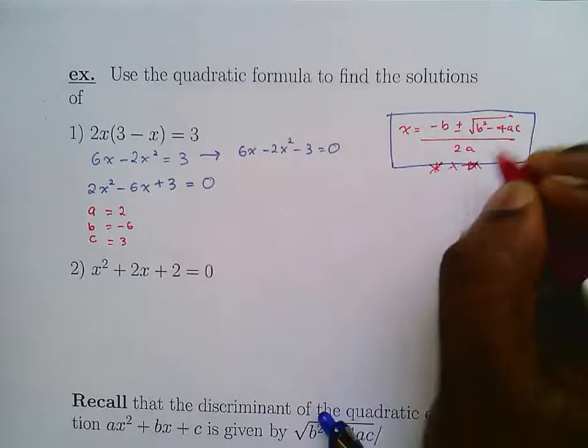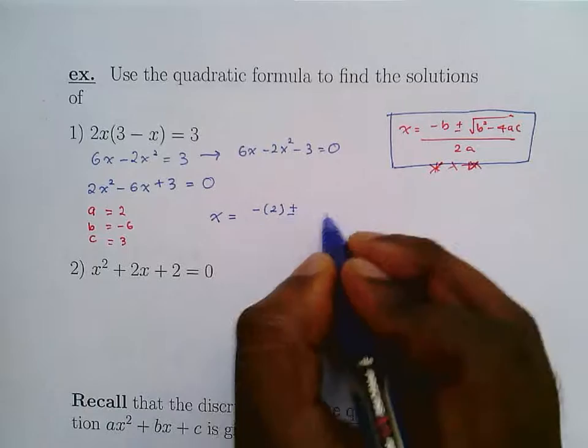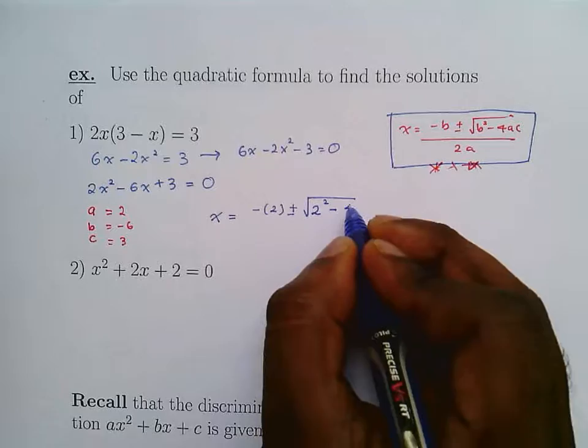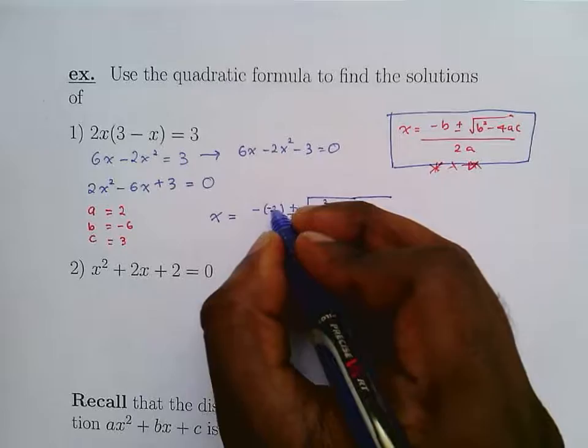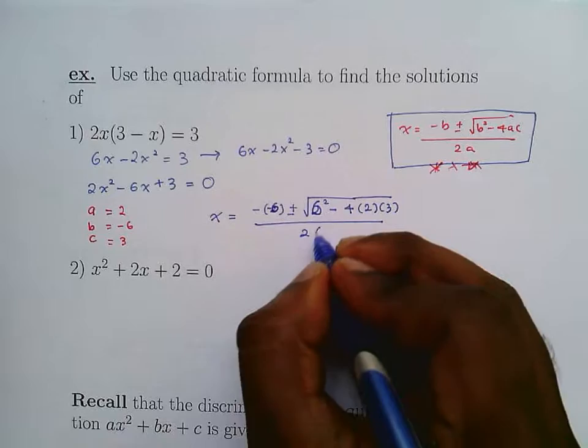Okay, now plug into the formula. So you get x equals negative 2 plus or minus square root of b squared minus 4. Okay, negative b plus or minus square root of b squared minus 4ac all over 2a.